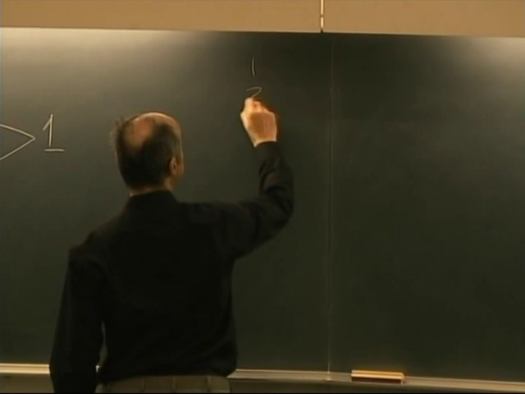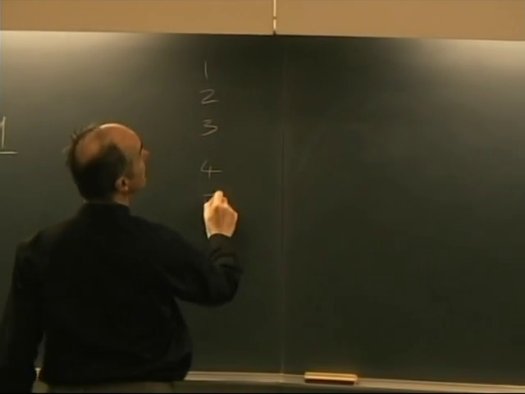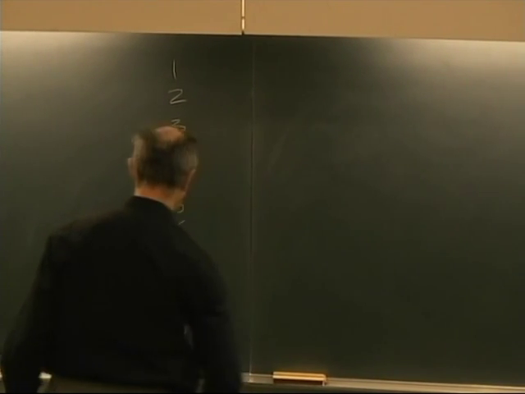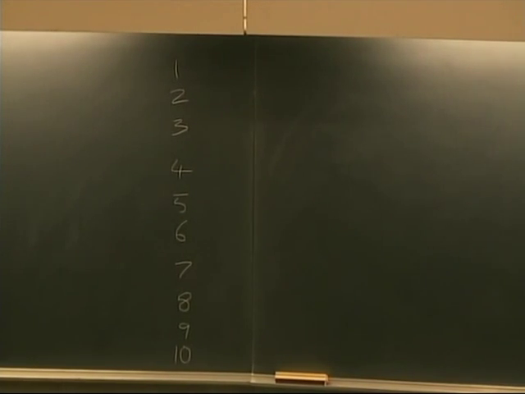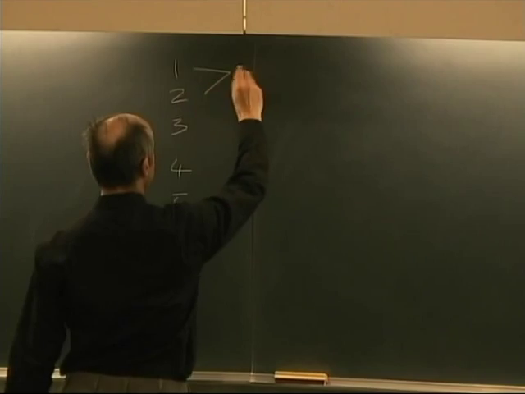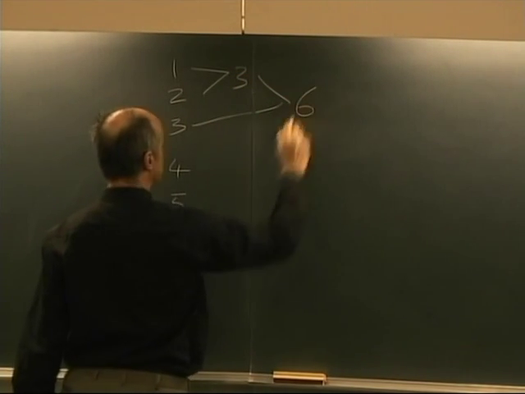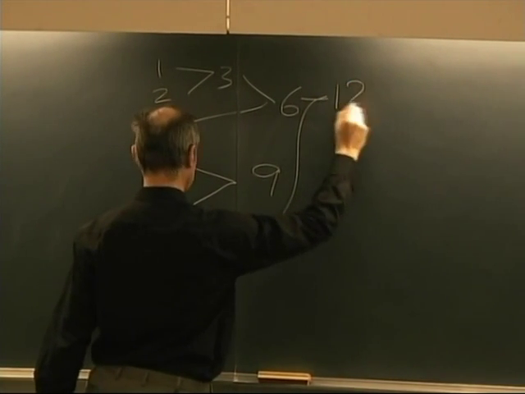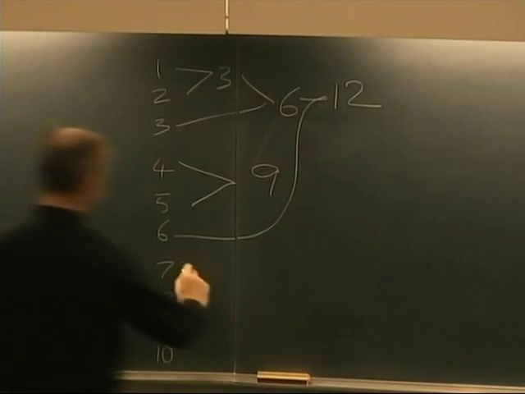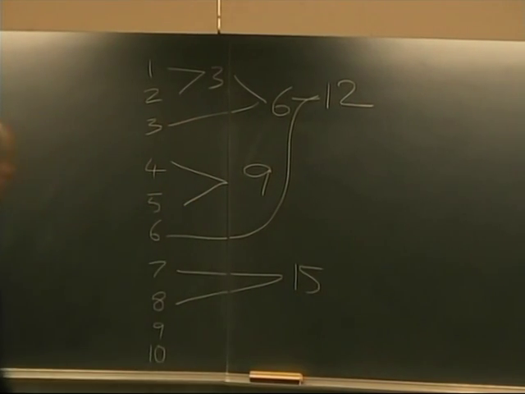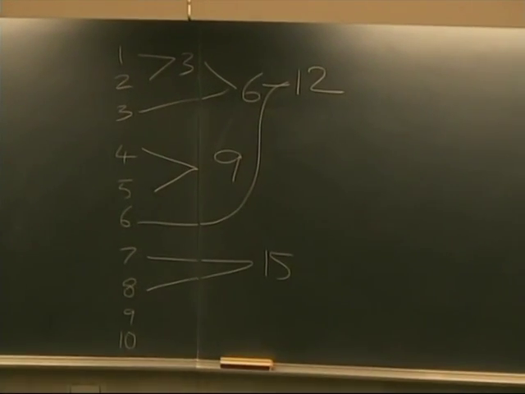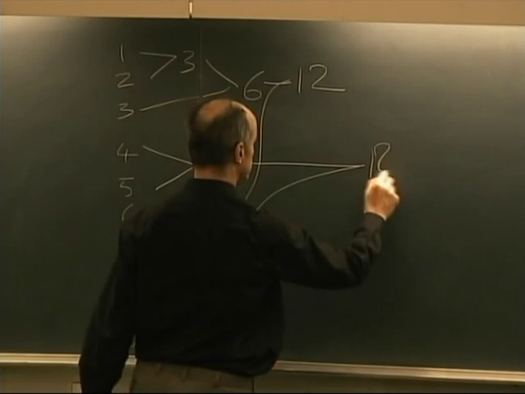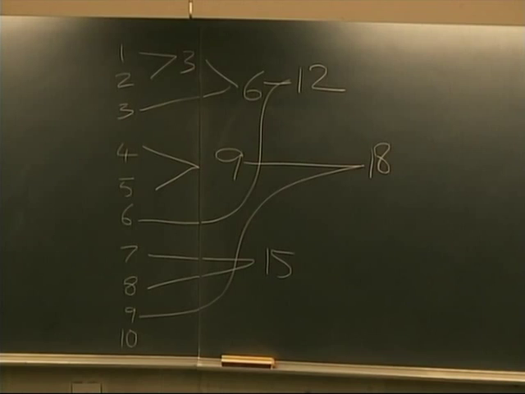So if the probabilities are proportional to 1, 2, 3, 4, 5, 6, 7, 8, 9, and 10, Huffman says combine these, then combine these to get 6, then combine these to get 9. Then take the 2 6s and get 12. Then 7 and the 8 to make 15. Then what? Carefully, we take the 2 9s and get 18. Then who does 10 go with? 10 goes with the 12.